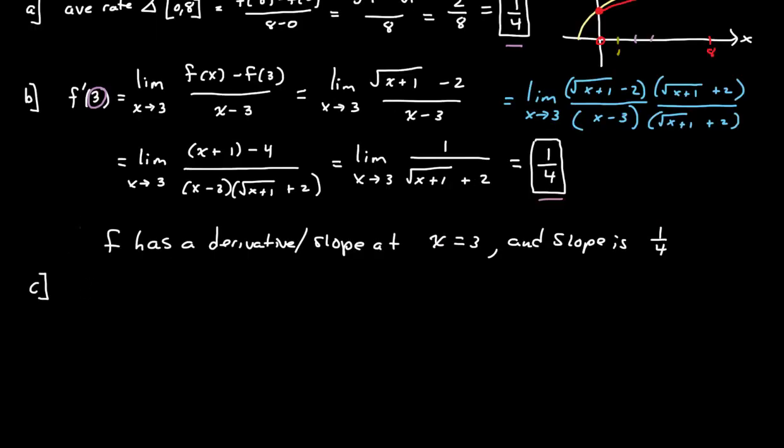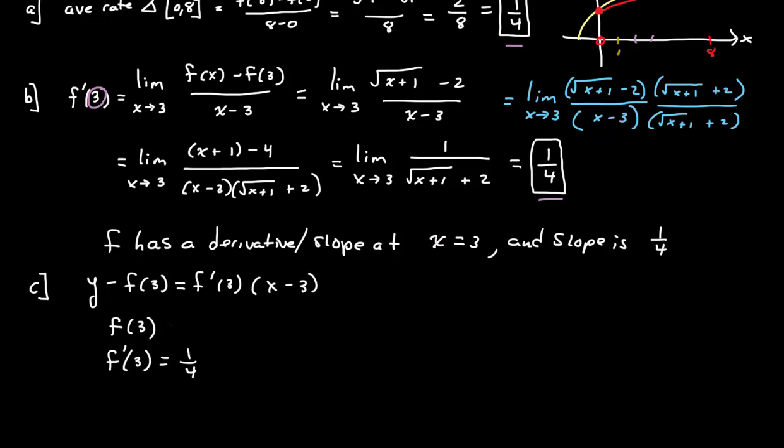Part C, equation of the tangent line. I'm going to write this, I can't help it. y minus f at 3 equals f prime of 3 times x minus 3. That's our point slope form. So we certainly need f of 3, and we are going to need f prime of 3. f prime of 3 we just found to be a fourth. That was the slope. And f of 3, if I plug 3 into the original function, comes out to be 4. So our equation is y minus 4 equals 1/4 times the quantity x minus 3. And I'll put a box around that guy.